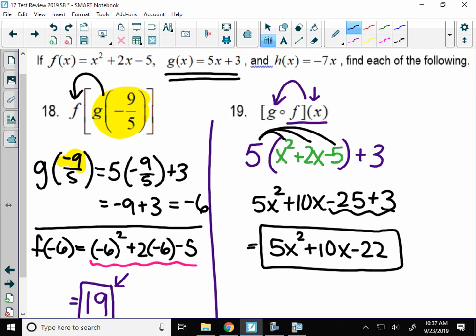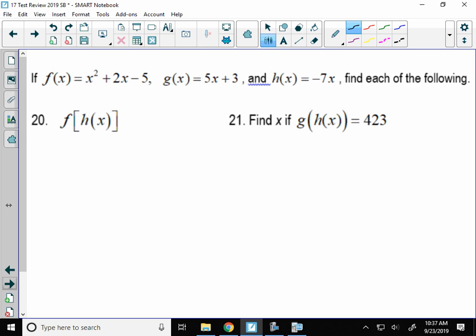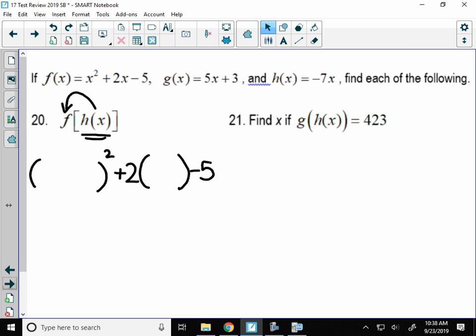All right, let's look at 20 and 21. So for 20, I have the same kind of thing as 19. h of x is the input that I'm going to put into the function of f. So I'm going to write f first, and I'm going to put h into the value for x. So I'll have negative 7x in both of those spots for x here. Not just the first one. Don't forget that there's an x in 2 spots in the function of f.